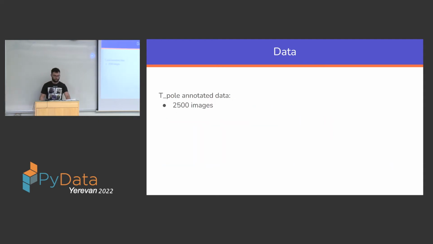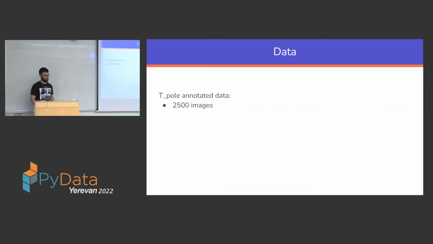First of all, let's talk about the data. We are given data of 2,500 T-poles, annotated data, and that's it. We have just that amount of images and they're annotated. What we can do is just build an object detection model which detects the T-poles.